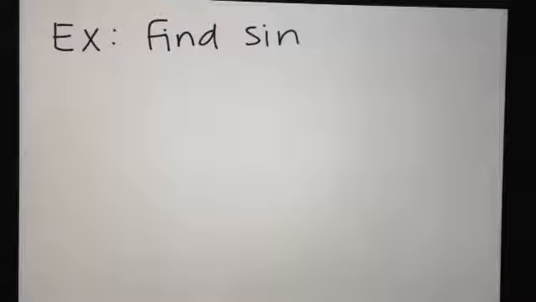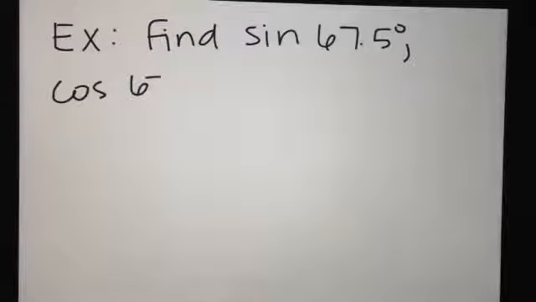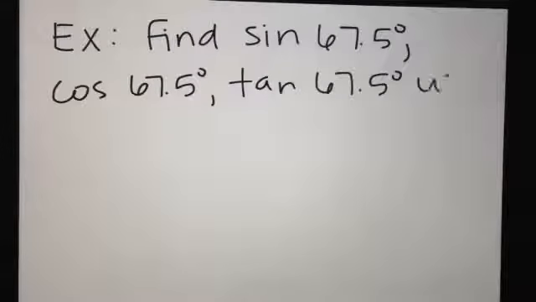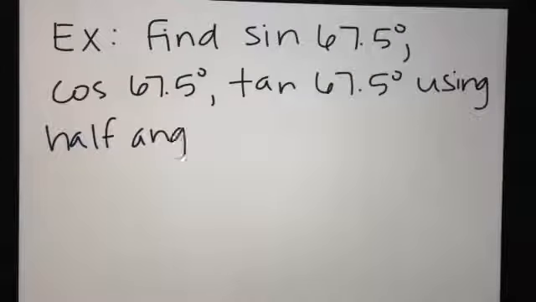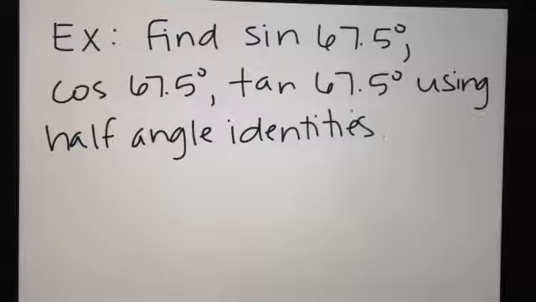So for our example, we're going to find sine of 67.5 degrees and cos of 67.5 degrees and tan of 67.5 degrees using the half angle identities. And the nice thing about this formula is that these answers are not on the unit circle, so it actually feels like they have a purpose to be trying them.